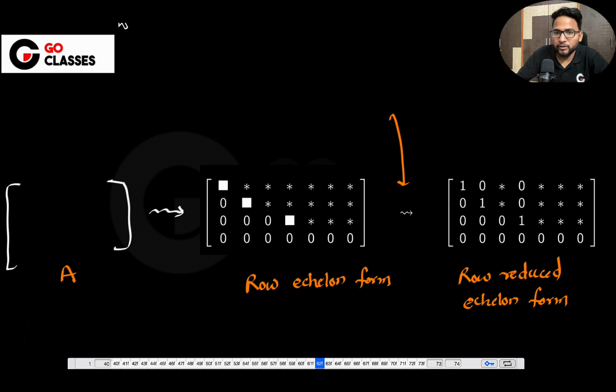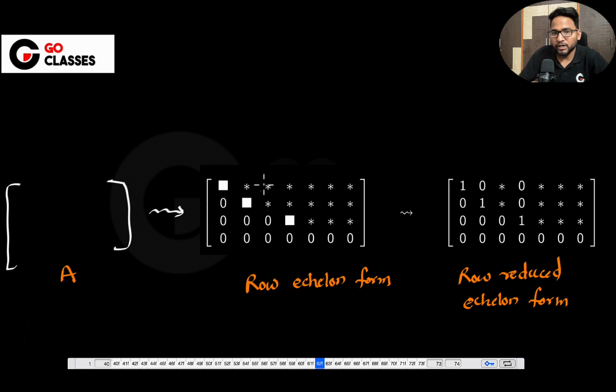Now can you see what the difference is between these two? One thing is that you can say, okay, I made this one, I made this one, I made this one, probably, right? These three are one basically. So the pivot elements are one in row reduced echelon form. In row echelon form you can have anything, but in row reduced echelon form the pivot elements are strictly one. So this is one thing that you have noticed, that these are the pivot elements, and these are one.